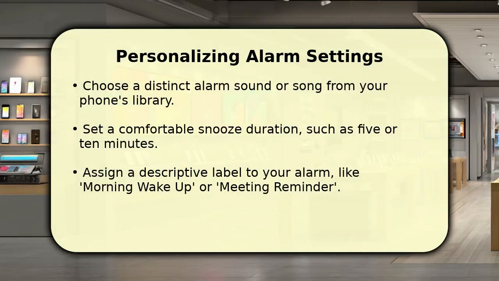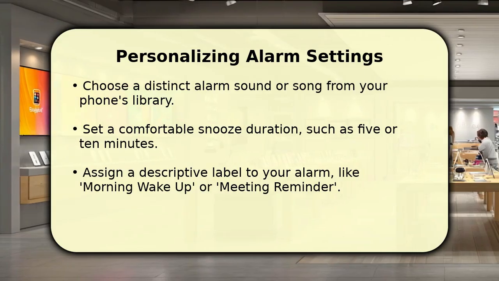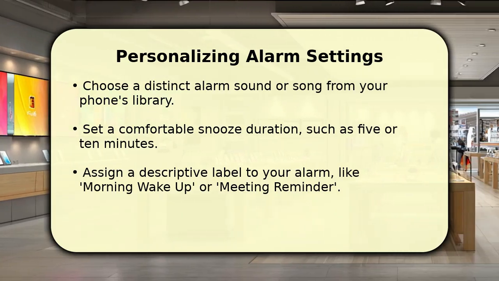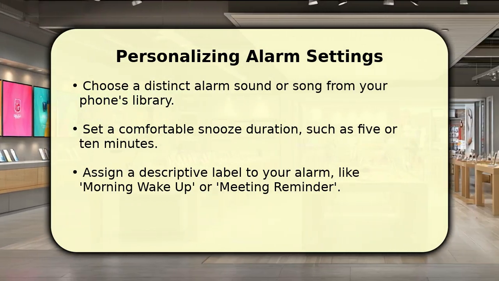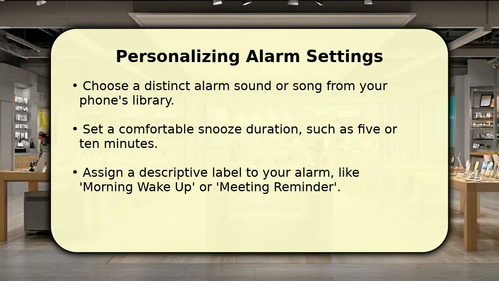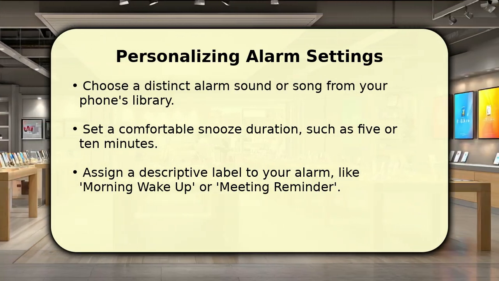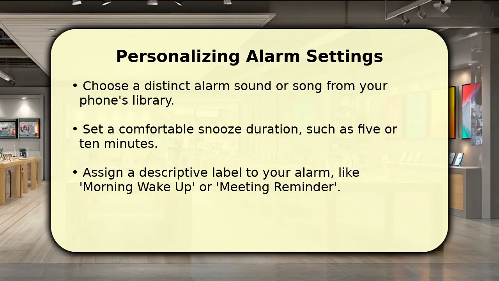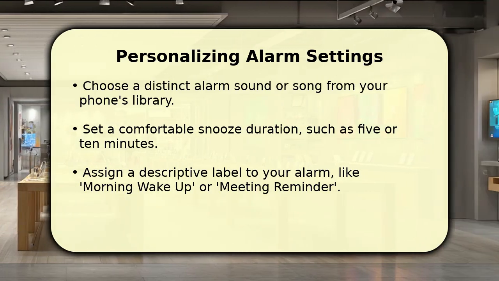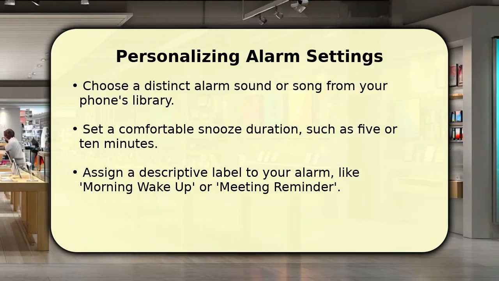Once your basic alarm time is set, you can customize it further. Tap on the sound or ringtone option to select a specific tone, song, or even a custom recording. Next, adjust the snooze duration. Many people prefer a 7 or 10-minute delay for a gentle rewake. Giving your alarm a clear label helps you identify its purpose quickly. These personal touches make your morning experience much better and more organized.